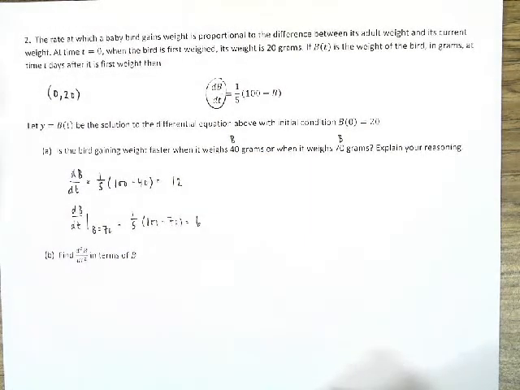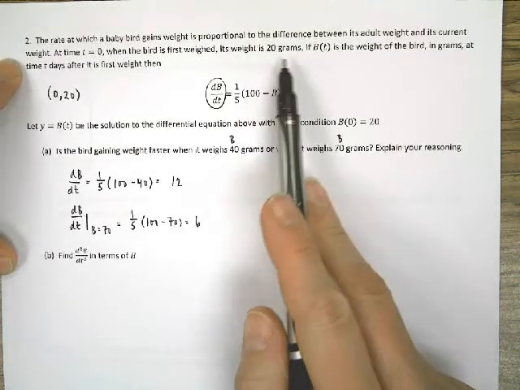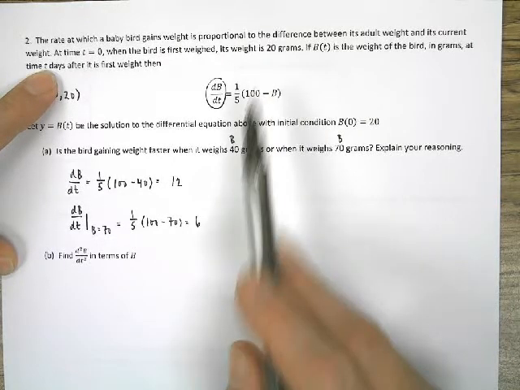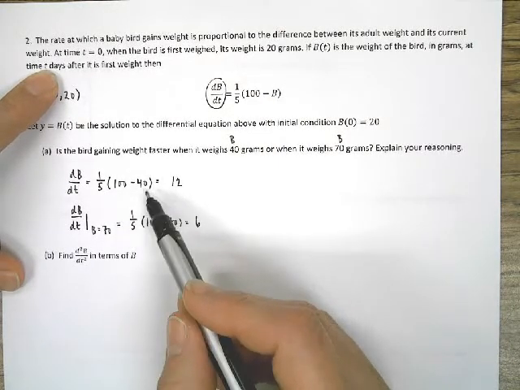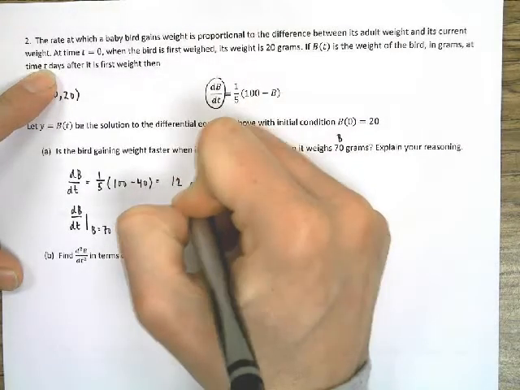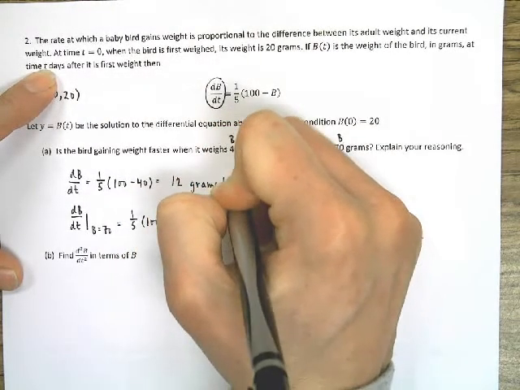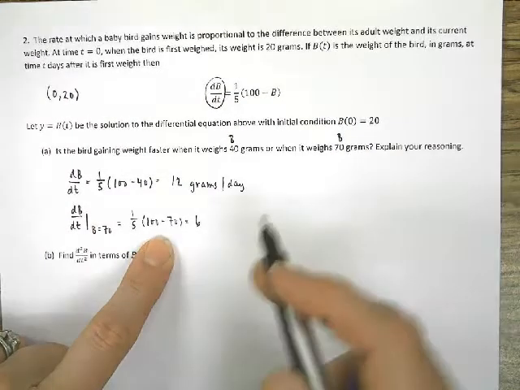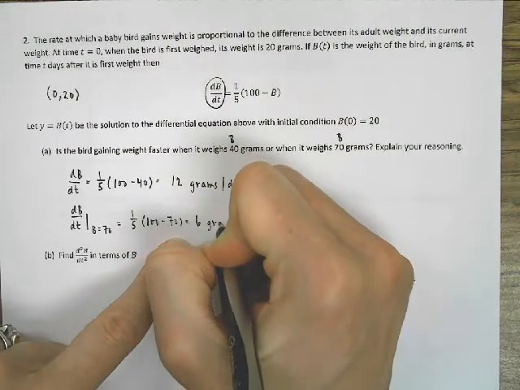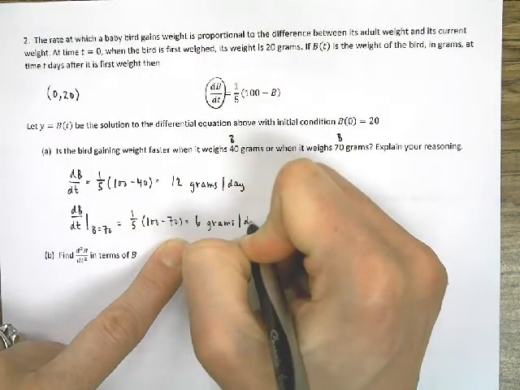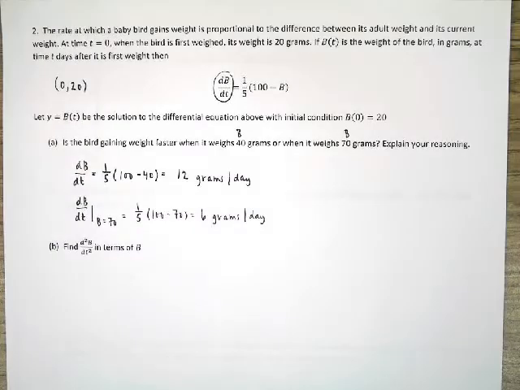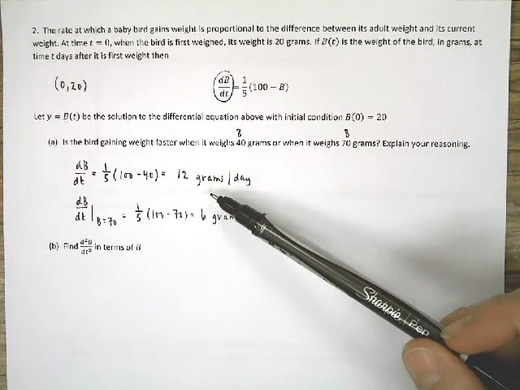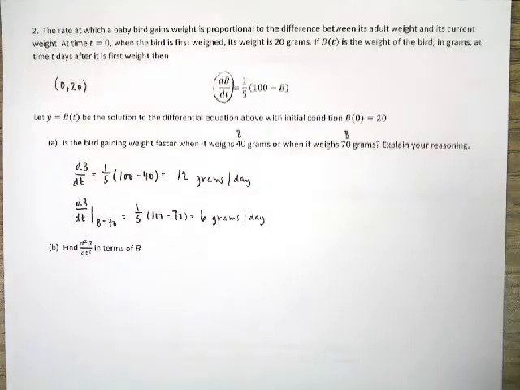Now if we think in terms of units here, the weight was in grams, right, and our time was in days. So this is really telling me it's gaining weight at a rate of 12 grams per day when it weighs 40 grams. When it weighs 70 grams, it's gaining weight at a rate of 6 grams per day. So now it's easy to see that when it weighs 40 grams, it's gaining weight more quickly.